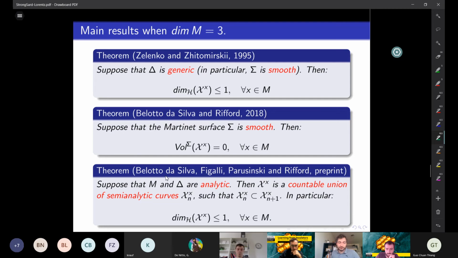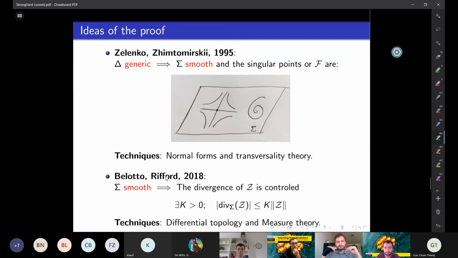As an application of this, we are able to show that all of the geodesics are smooth in the analytic case in dimension 3. Okay. So I started 2 minutes. Yeah, so we have 2 minutes. So let me just give you an idea about the techniques, which is what I promised to do.